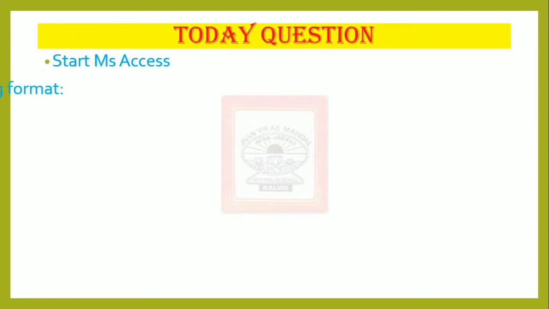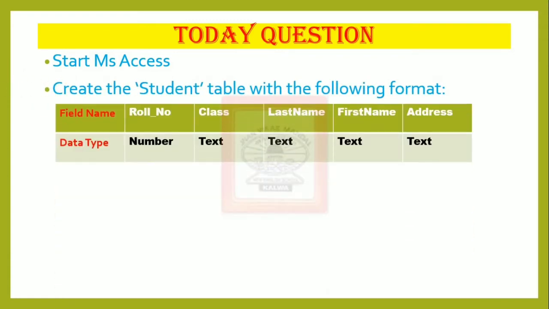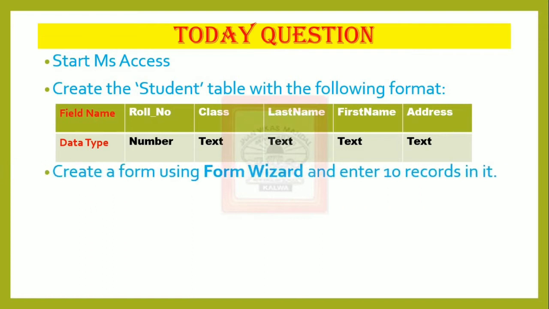Now in this we have to open Access and then create a student table with the following format. You can see these are the field names. 5 fields you have to create: roll number, class, last name, first name, address. In the address I am not going to enter the address in detail; I am going to enter the city name only. After that I have to create a form using the form wizard, and in that form I have to enter the 10 records. So I will immediately create a form after creating these fields, and then I will enter 10 records in it.